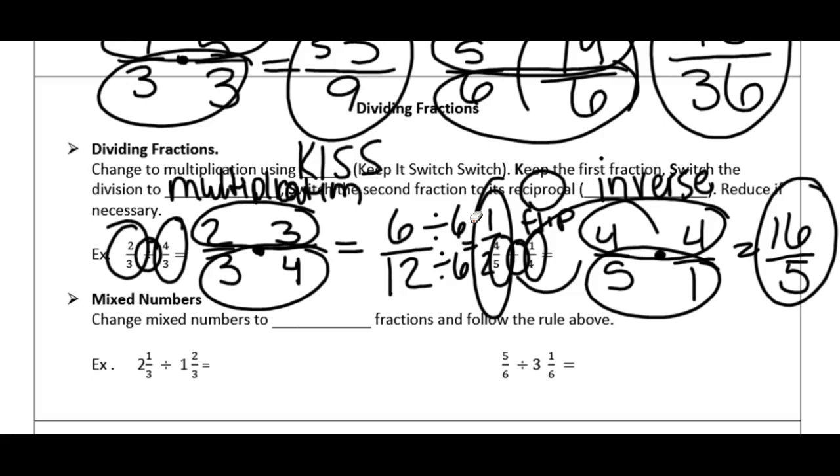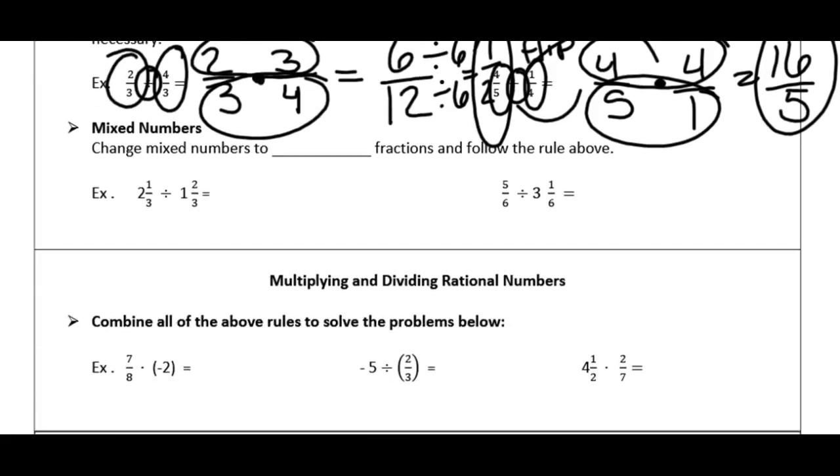Now what happens when we have mixed numbers? Well, mixed numbers, we're going to follow the same thing we did with multiplying. We're going to change mixed numbers to improper fractions. And then because this is division, we'll have to remember to do our keep it, switch, switch. So first step is to change those mixed numbers into improper fractions.